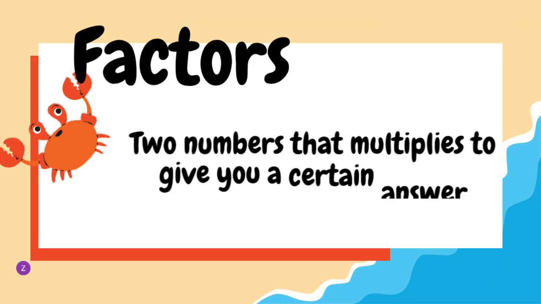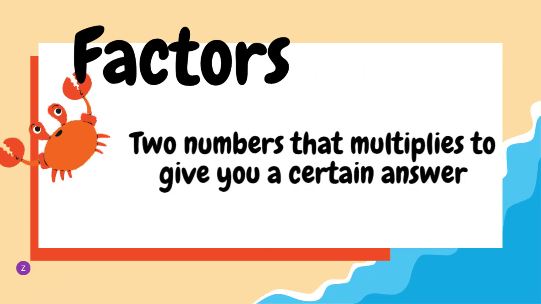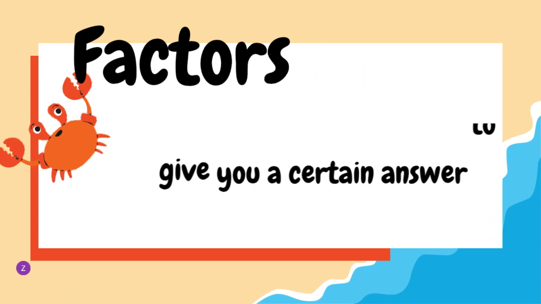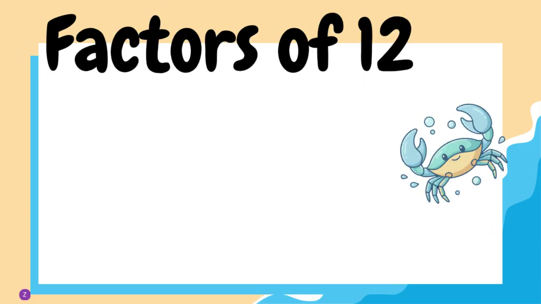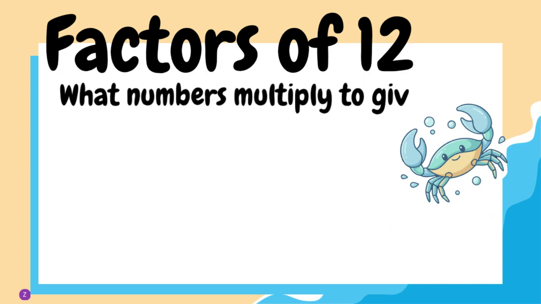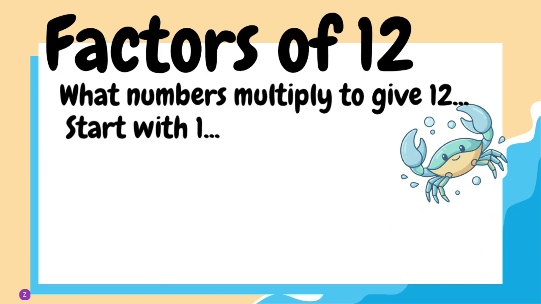Let's now have a look at factors. Factors are the two different numbers that you multiply with each other that will give you a specific or a certain answer. If we look at factors of 12, you can think of what numbers you multiply to give you 12. There are a few different numbers that you can multiply that will give you the answer of 12. It's easiest to always start with your 1 times table.